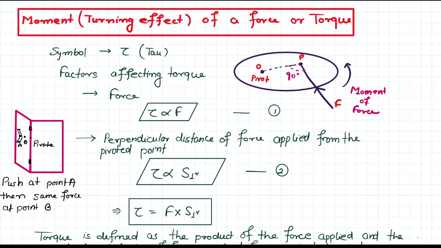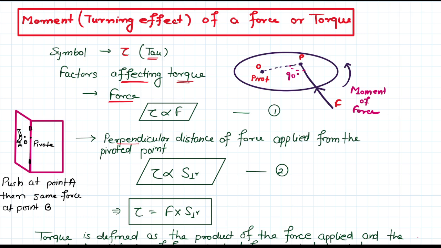Next we have the movement or turning effect of force, that is known as torque. The symbol is tau, if you know the Hindi, it is like 8. Factors affecting torque: first is force. Torque is directly proportional to force, or tau is directly proportional to force. So if force increases, torque also increases.